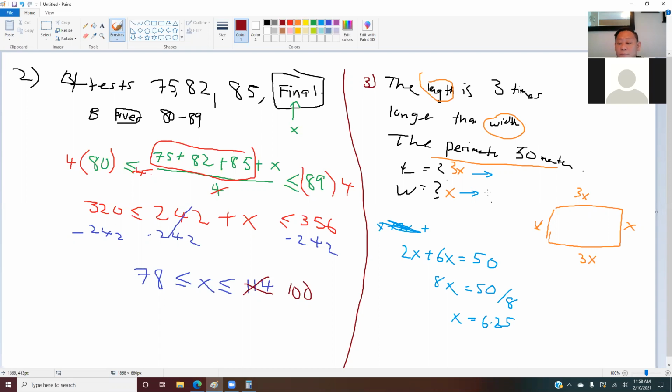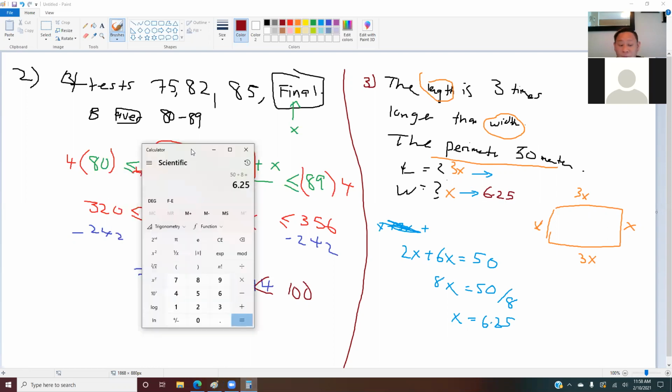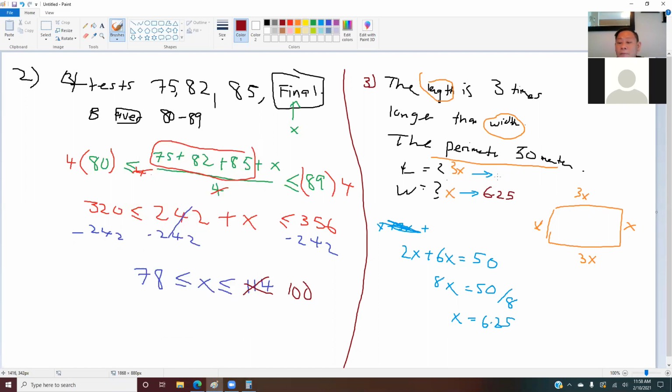The width is 6.25. And then the length is 3 times of it, right? Yeah. So 18.75. Yep, that's correct. And don't forget the units, there are meters here. You okay there, Sinu? Yep.